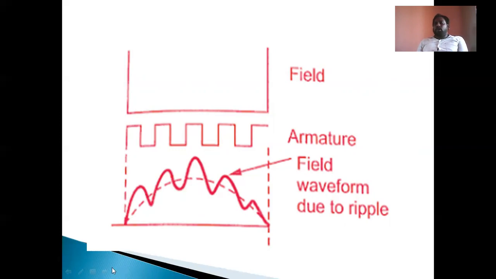The MMF wave has ripples. Due to that, what happened? The MMF wave is not a pure sinusoidal wave. It's a flat capped wave, a distorted MMF wave. When this distorted MMF waveform is cut by the armature conductor, a distorted output voltage can be developed in the armature winding of the alternator.